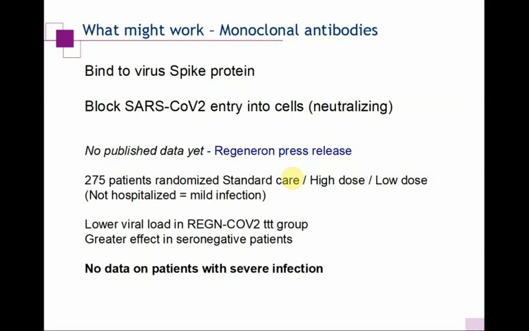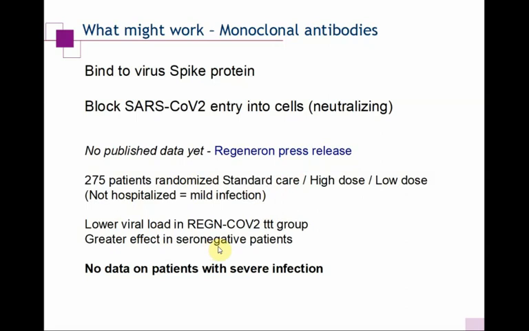There's no published data yet, but there is a press release from the company. They randomized patients: they got standard care, or a high dose or low dose of the antibody. But these were not hospitalized people. They were people who had mild infection. So all they could say is whether the viral load went down quicker with the antibodies or not. And it did. The viral load went down more quickly in patients who got the antibody than in patients who just got standard care.